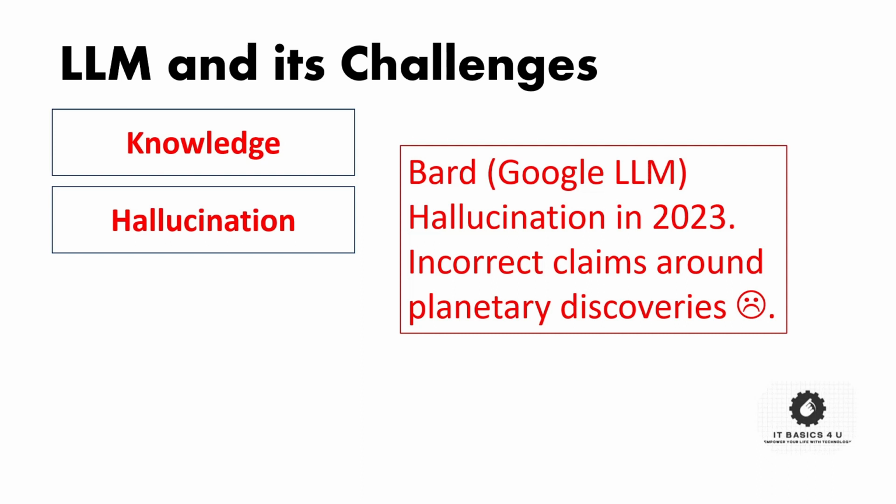When people asked, "What new discoveries from the James Webb Space Telescope can I tell my people about?", Bard claimed that the telescope had snapped the first ever images of a planet outside our solar system. However, you'll be surprised, the claim was incorrect. It was incorrect information. That's what hallucination is all about.